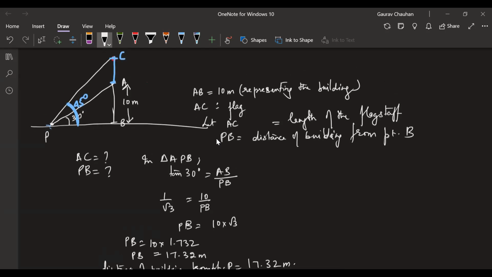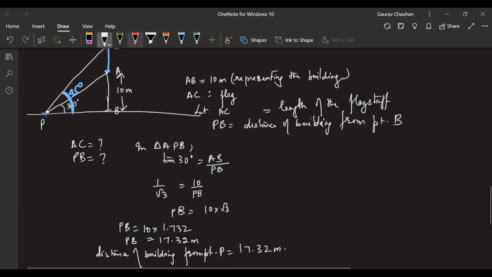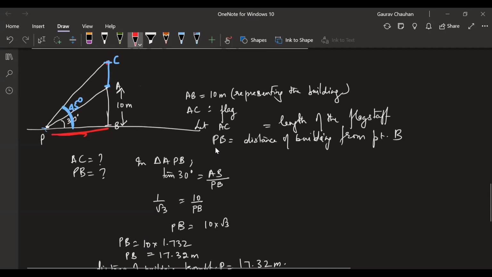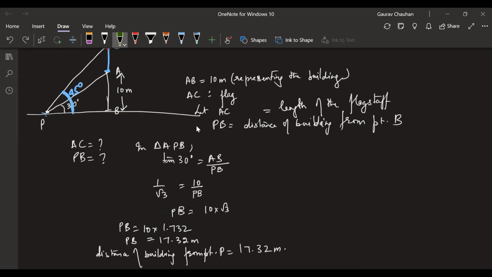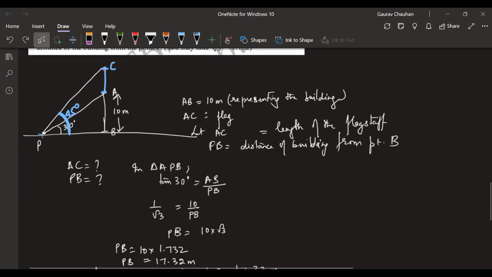Now if we notice, we took a call to go ahead with this first, but by doing this, we now have one side in this triangle also, which means I can find this side also. If I find this side, I will find AC by simply subtracting 10. So I can use this in the second bigger triangle now. I have PB, so I'm going to take right triangle CBP.